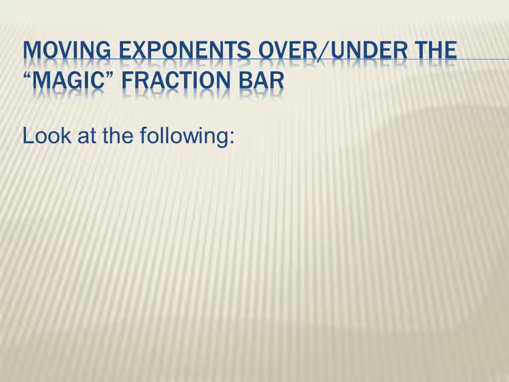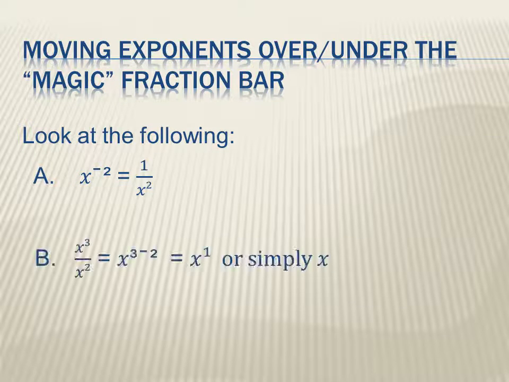So let's talk about moving the exponents over and under the magic fraction bar. So here we have x to the negative 2. Well, if we don't want negative exponents, there is no magic fraction bar. We have to put 1 in the numerator as our placeholder, and x to the negative 2 moves below it, and the exponent becomes positive.